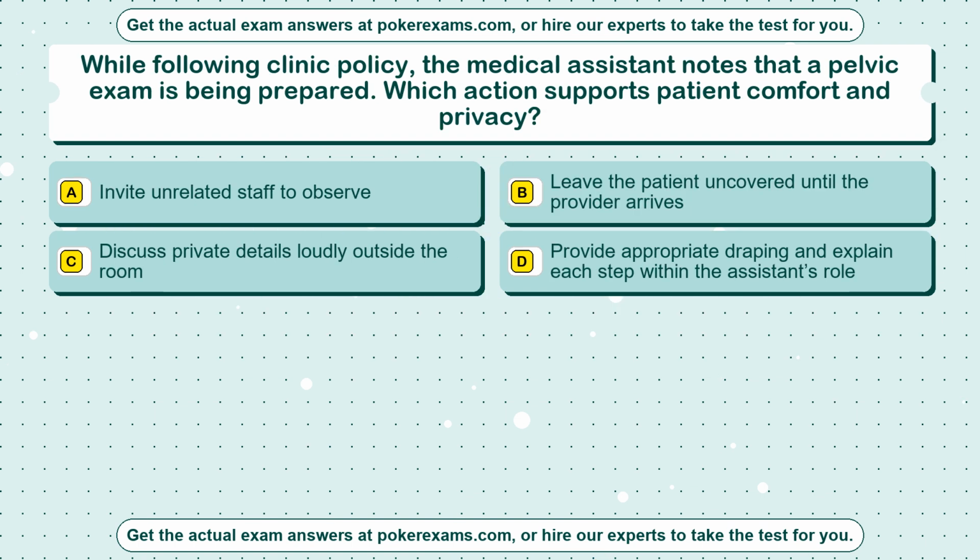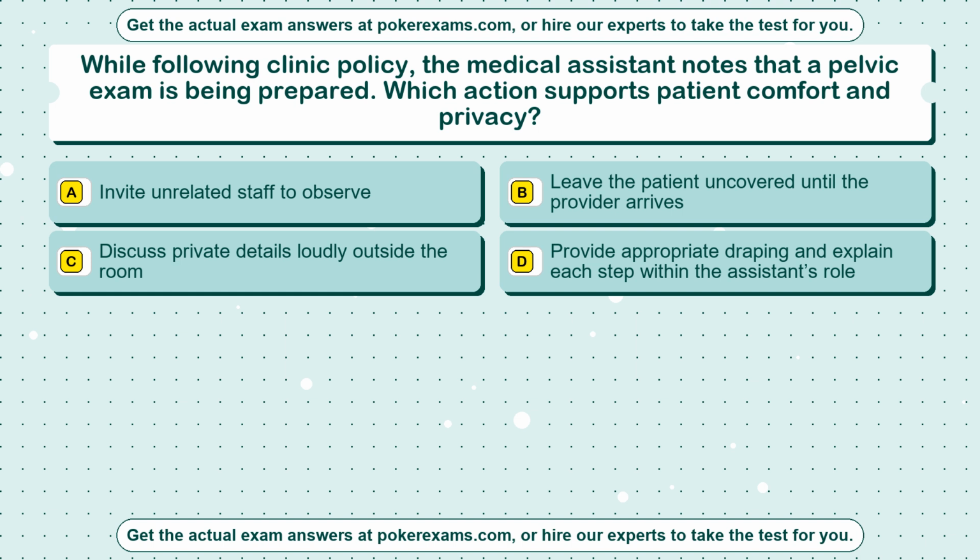Question 94. While following clinic policy, the medical assistant notes that a pelvic exam is being prepared. Which action supports patient comfort and privacy? Option A, invite unrelated staff to observe. Option B, leave the patient uncovered until the provider arrives.